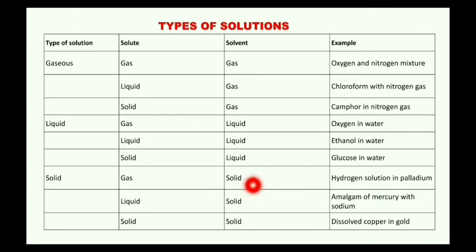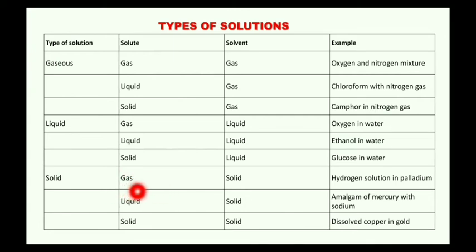Similarly, let us look into the third type of solution where the solvent is a solid. Okay, so here we can see the solvents are solids and the solutes are gas, liquid and solid. So the first type is where gas is dissolved in a solid. So hydrogen solution in palladium. So hydrogen is a gas that is dissolved in palladium. Palladium is in solid state and hydrogen is a gas which is dissolved in a solid, that is palladium metal. This is an example of solid solution.